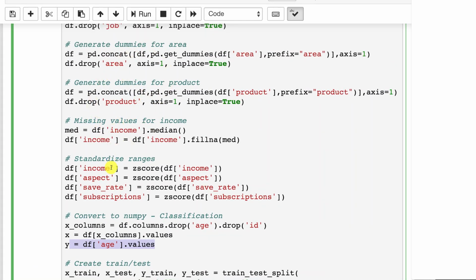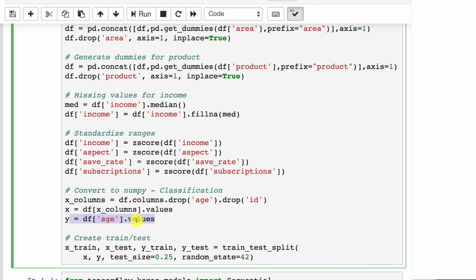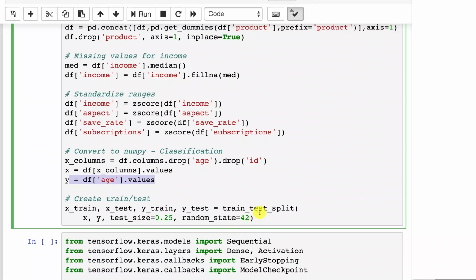This code is very similar to the feature engineering that we've done before. We're filling in missing values. We're standardizing various ranges to z-scores to make it more predictive for a neural network. But y is coming from age. We're also going to split into a training and test data set.